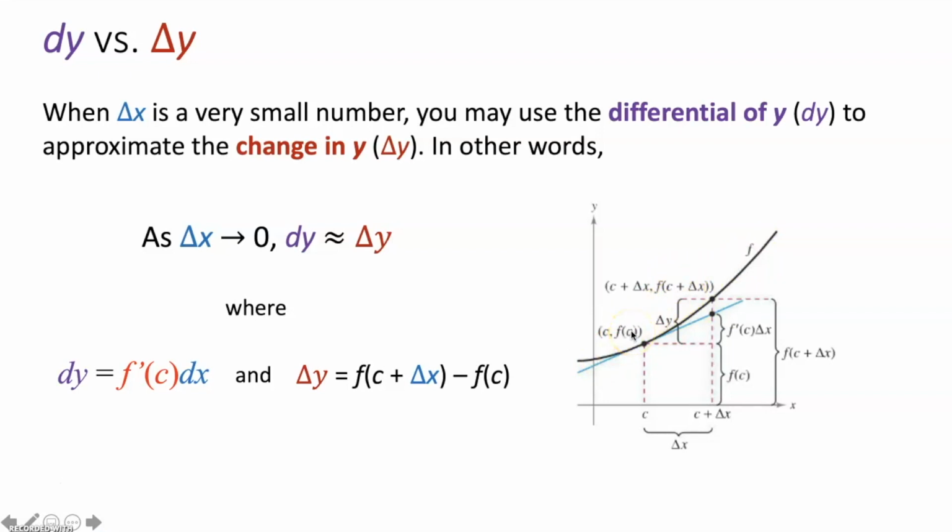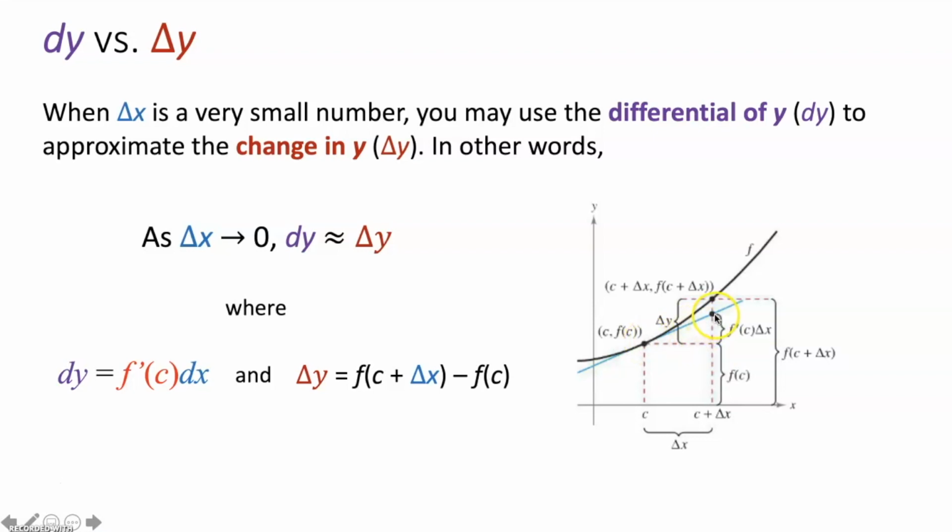What I'm going to do instead is create a tangent line to our function f at x equals c. That's where this blue line comes in. In order to approximate the change in y between this y value and the y value for this point right here, what we're going to do is figure out the change in y between this point on our tangent line and this point right here.